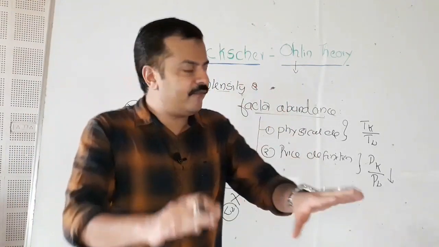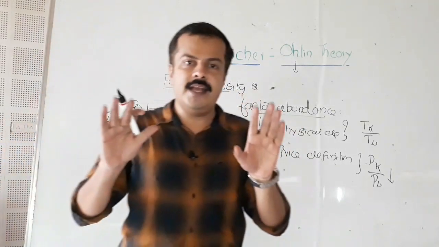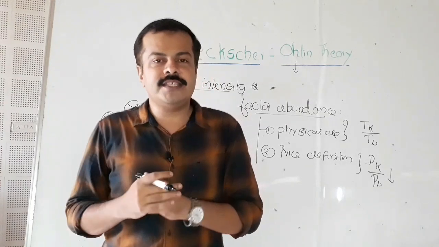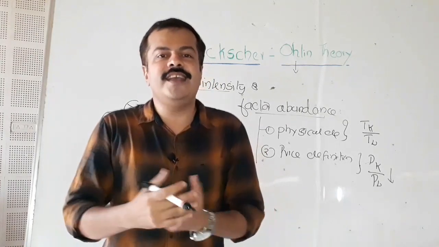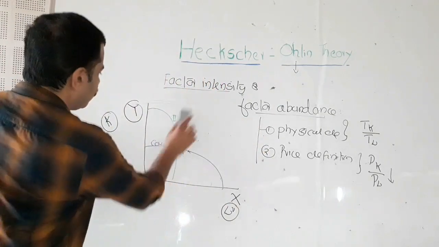Now, having clarified the meaning of factor intensity and factor abundance and having explained various assumptions of this model, we reach a position where we can state the Heckscher-Ohlin theory. Now let us explain the Heckscher-Ohlin model.